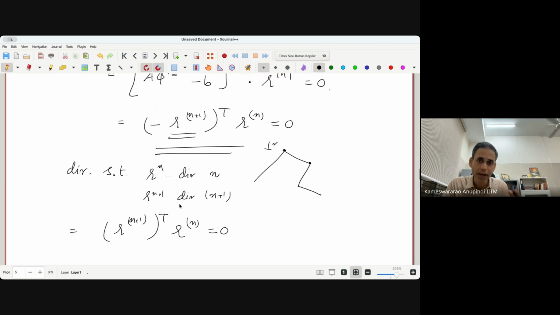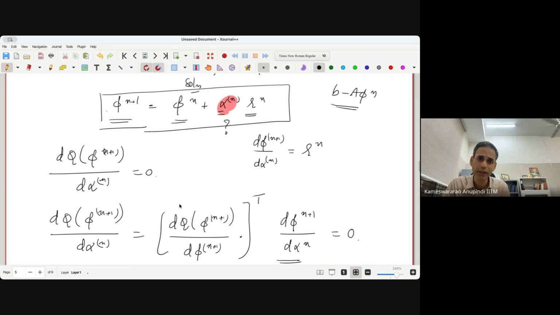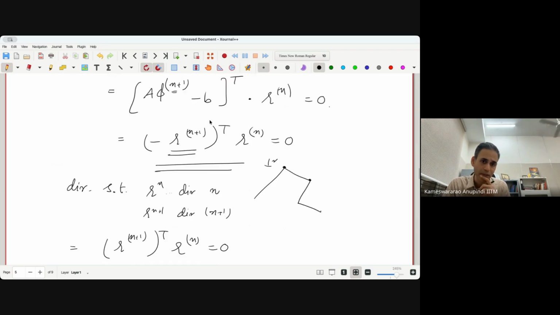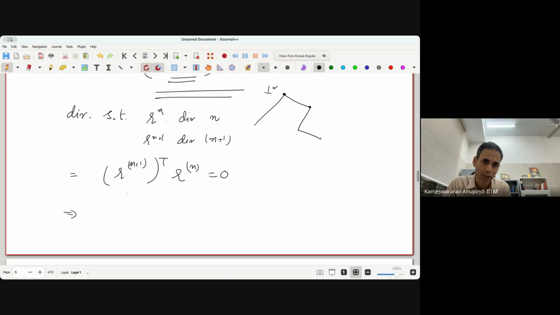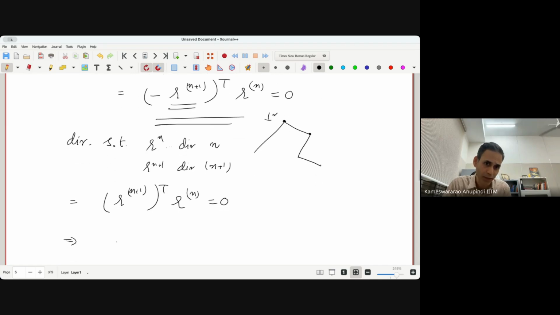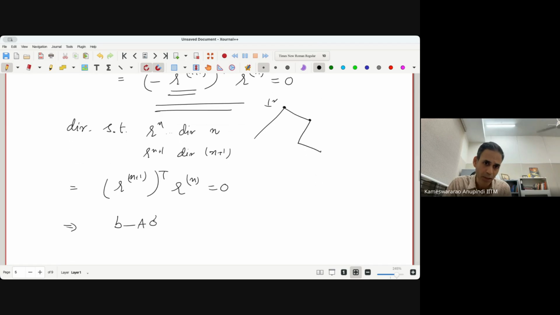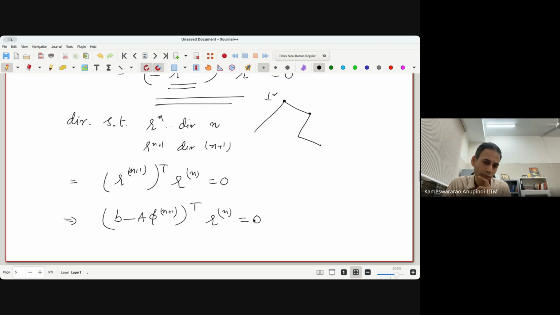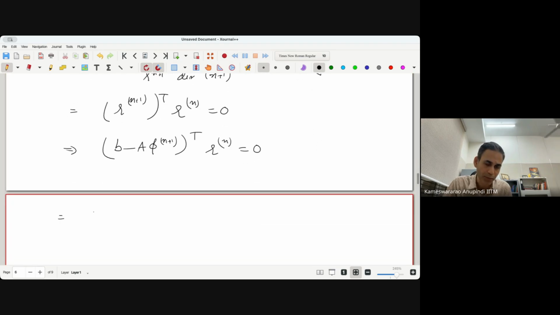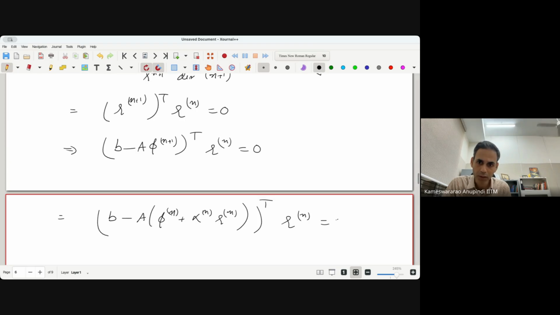I want to actually calculate how much step size we can take. That means I want to calculate what alpha n is. For that, I'm going to substitute this back. What is Rn? Rn is b minus A phi n plus 1. So I take (b minus A phi n plus 1) transpose times Rn equal to 0. I can substitute for phi n plus 1 as phi n plus alpha n Rn, transpose, times Rn equal to 0.